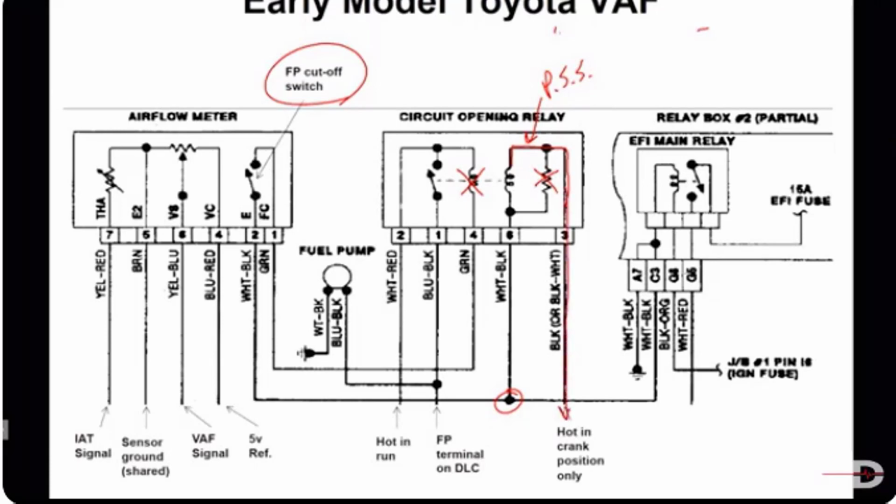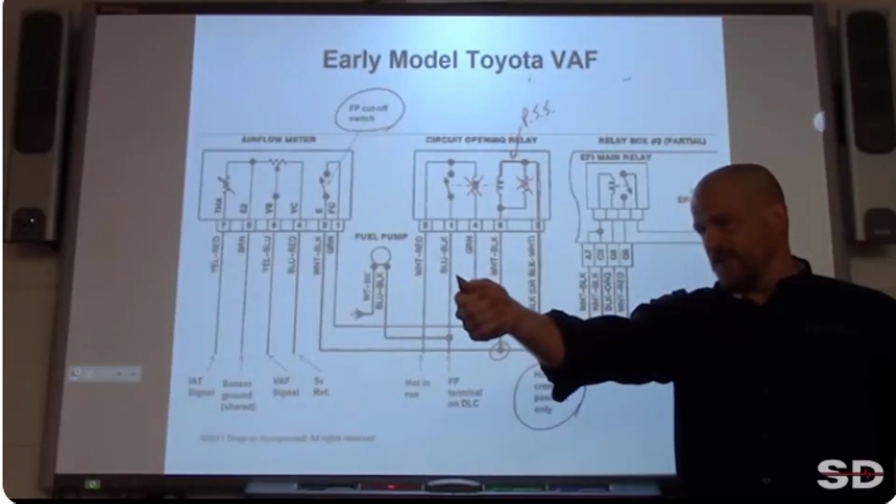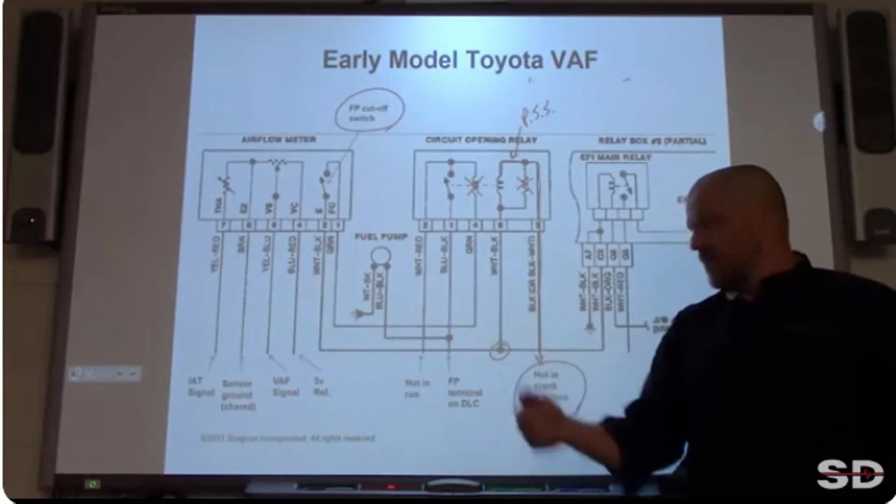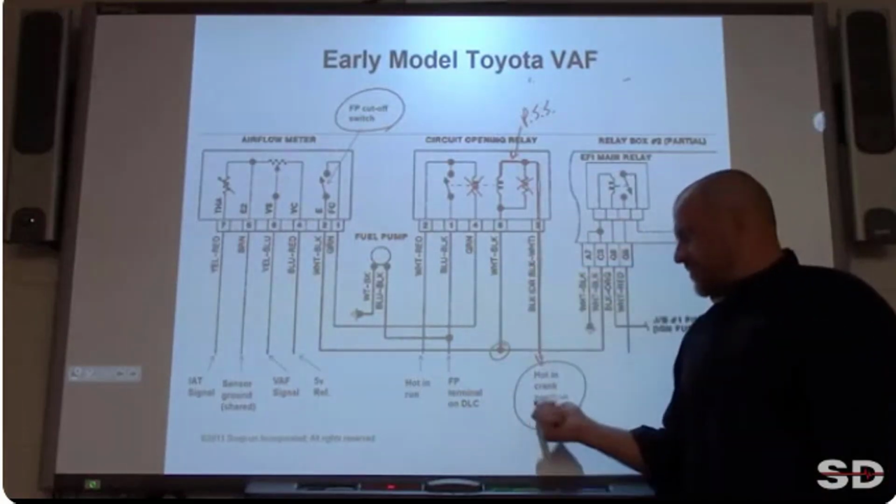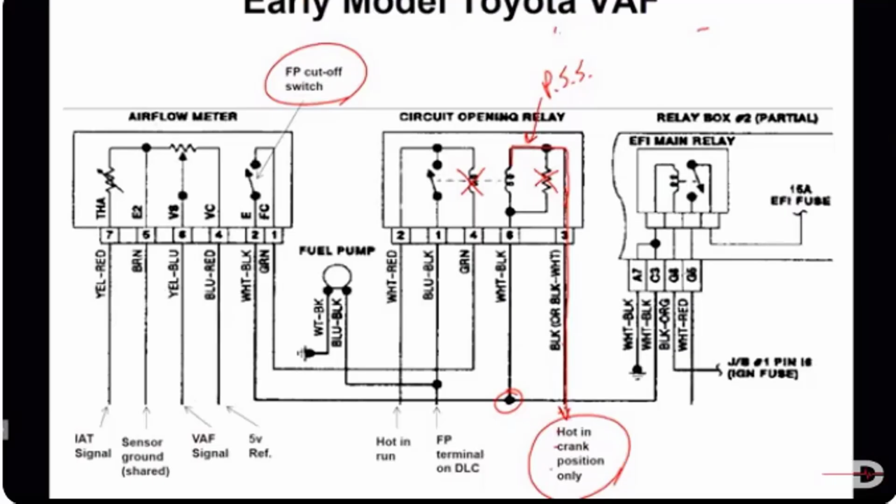Follow this down. What do I have listed here? Hot in crank only. So it's an ignition feed. When I hit the key in the crank position, what am I doing? Energizing the starter circuit, but I'm also doing what right here? Sending power up this way, cranking. This has a ground all the time. We've determined that this is a constant ground here.